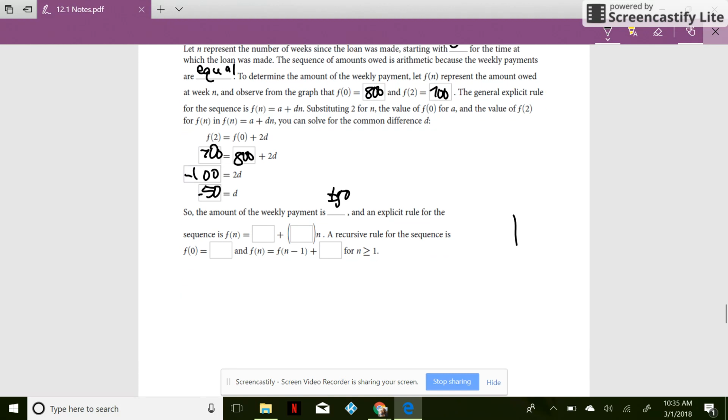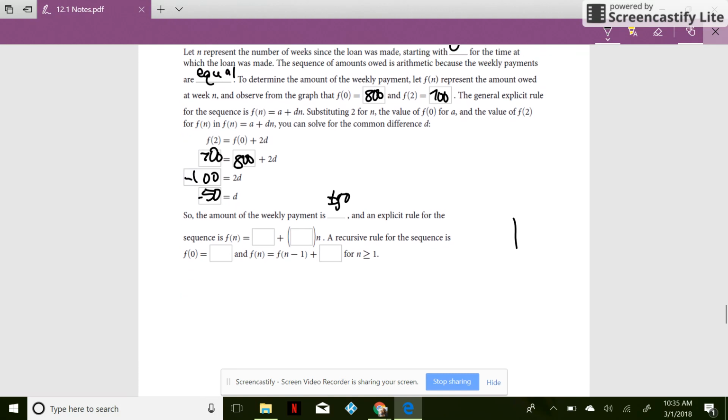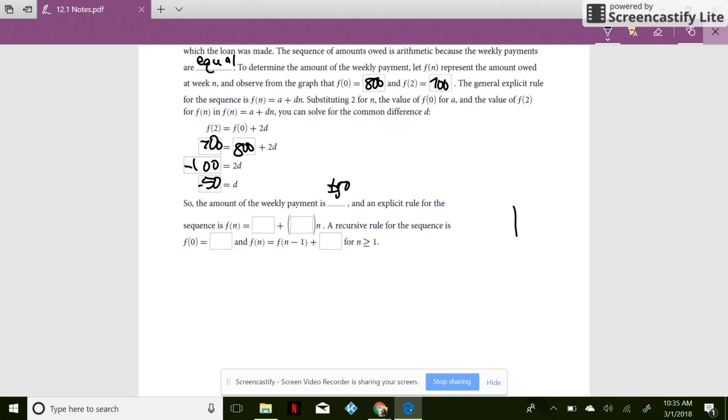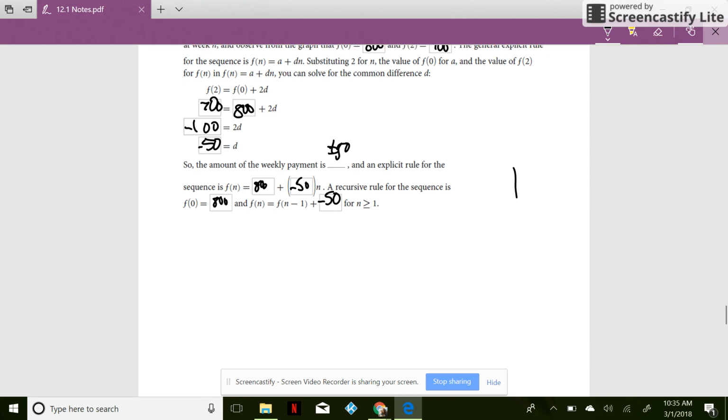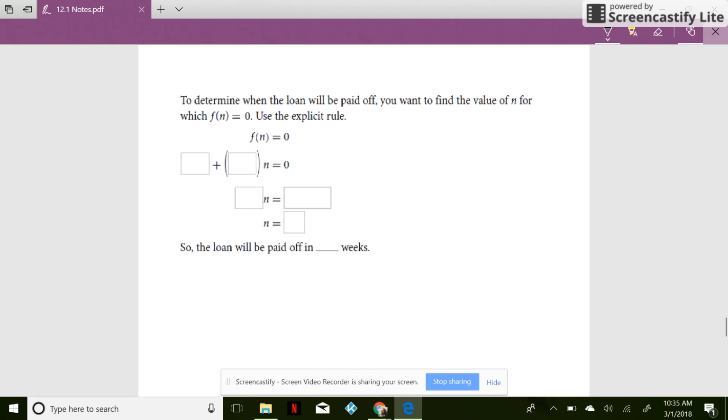So the explicit rule: f of n is equal to the original amount, 800, plus negative 50, because the value is decreasing, times n. The recursive rule for the sequence would be f of 0 equals 800. You say what your original point is. f of n is equal to f of n minus 1 plus that common difference of negative 50, for n greater than or equal to 1.